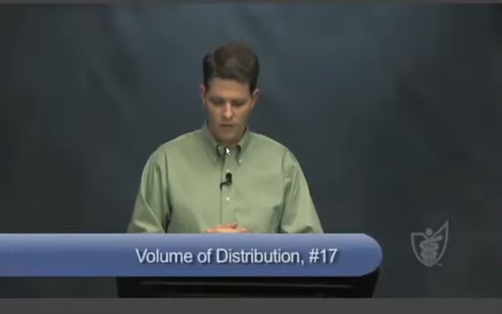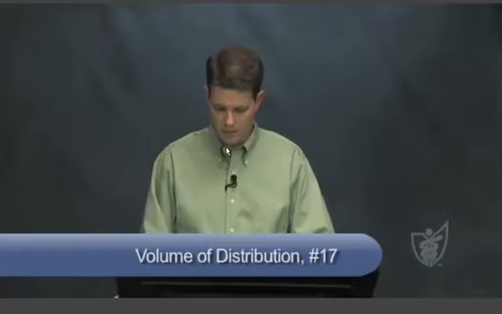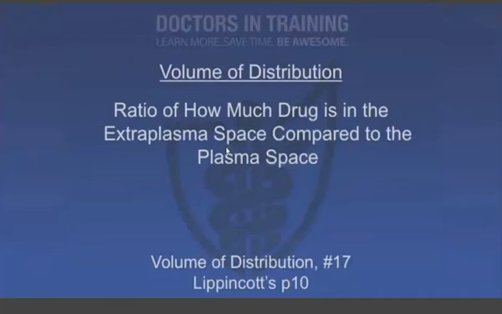So the volume of distribution is not a real physical volume, but it's a ratio of how much drug is in this compartment and how much drug is in that compartment. It's a ratio of how much drug is in the extra plasma spaces compared to the plasma space. But this concept of volume of distribution is really useful because you can use it to calculate how much drug you need in order to achieve a desired plasma concentration.